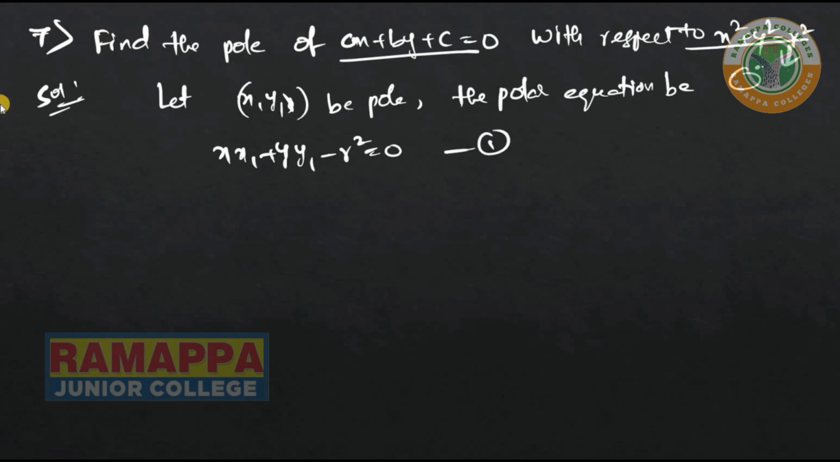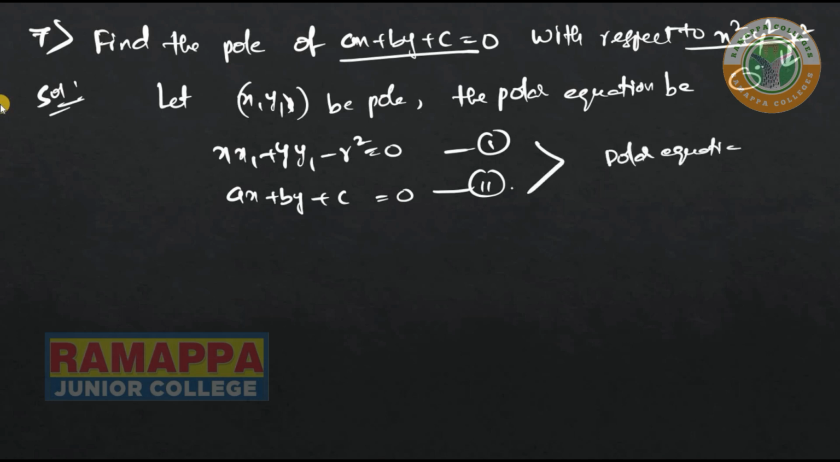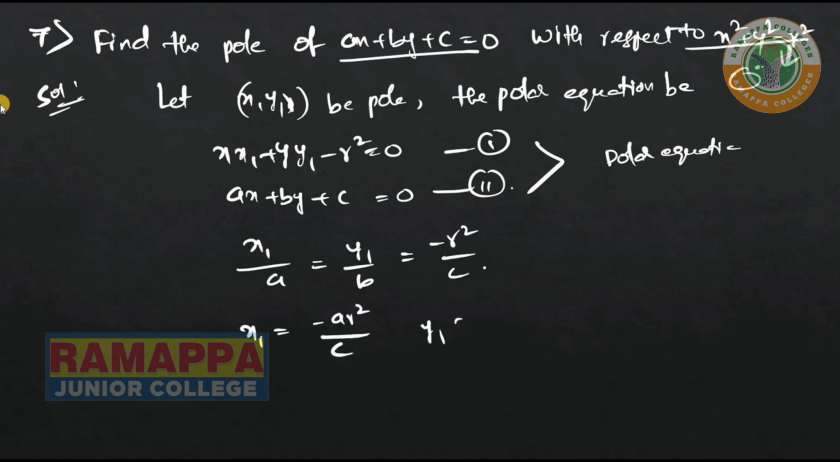Okay, now the next equation given is ax plus by plus c is equal to 0, here is the second one. So from equations 1 and 2, the polar equations, it will become x1 by a is equal to y1 by b is equal to, we can say, minus r square by c. So x1 is equal to minus a r square divided by c, and y1 is equal to minus b r square by c it will become.